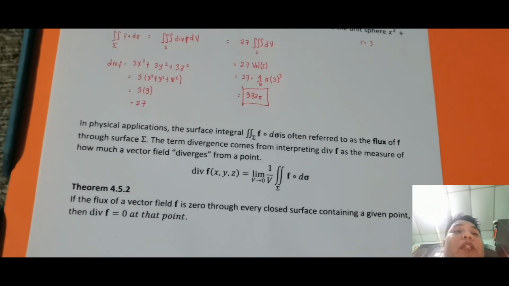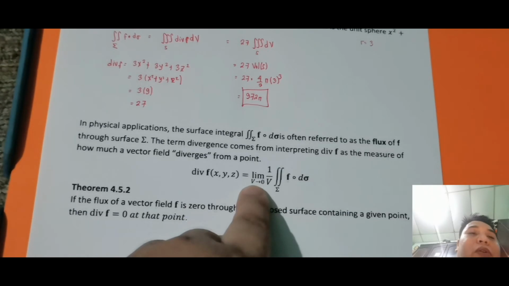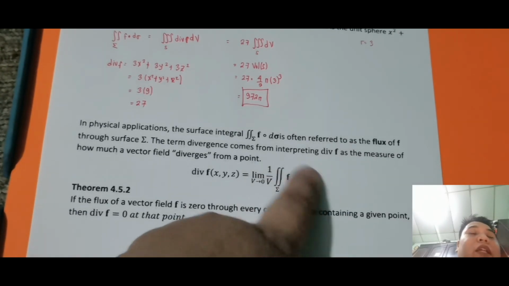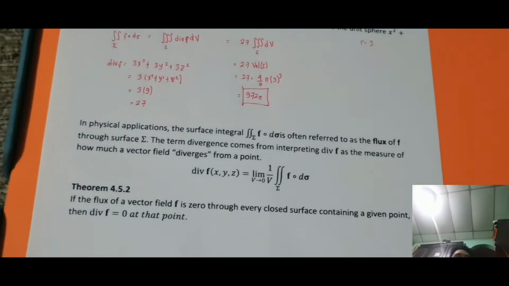Okay, so the term divergence comes from interpreting the divergence of f as the measure of how much a vector field diverges from a point. So the divergence of f of x, y, z is equal to the limit as b approaches 0 of 1 over b times the double integral, or the flux. So meaning, the limit of 1 over b as b approaches 0 times the flux, which is our surface integral. So that is our divergence, an explanation about divergence. Now, of course, we have a theorem here.